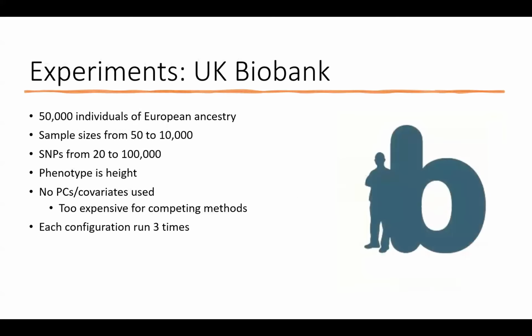I'll start with UK Biobank. This was a sample of 50,000 individuals of European ancestry. We varied the samples from 50 to 10,000, and SNPs from 20 to 100,000, used as our phenotype. I didn't include any PCs or covariates because the other competing methods can't handle it for this sample size, they just take too long to run. So for each configuration, I ran it 3 times.